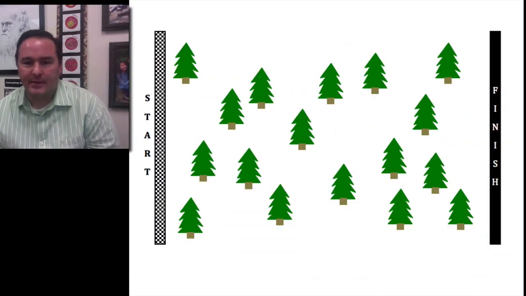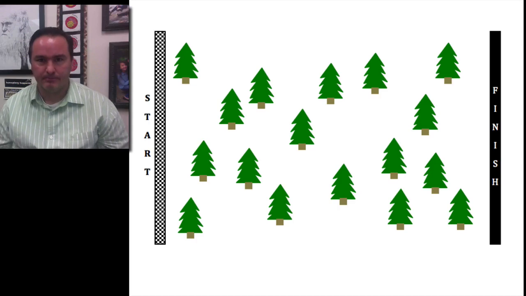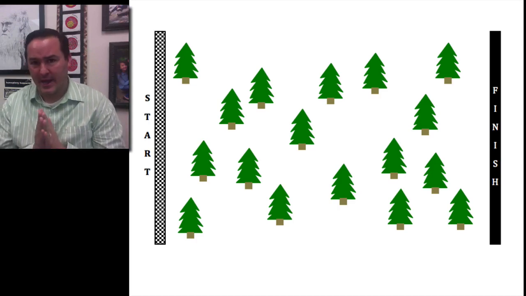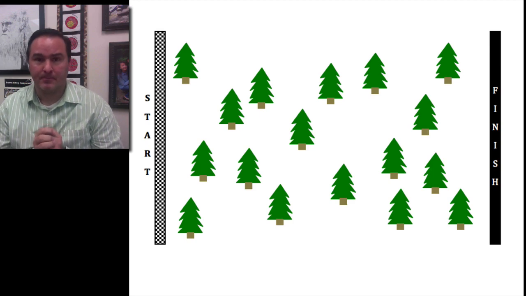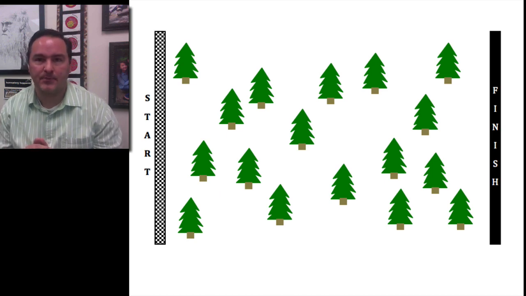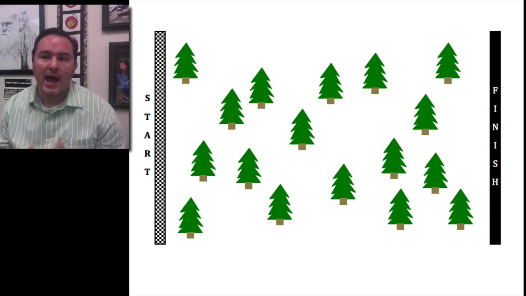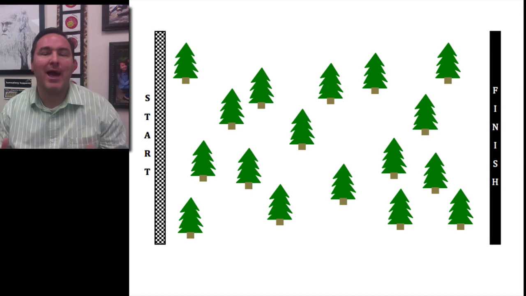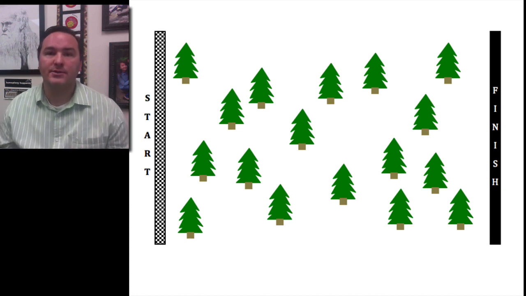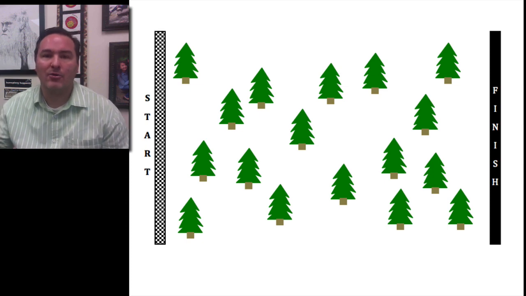So I want you to imagine that there is a forest, and in this forest there's a start line and a finish line. And across the start and finish line there is a pathway, but we can't see the pathway because it's covered up with the trees. But what we have is a way of determining what the pathway is by using runners. So we can send runners through the forest, and they can go through the pathway.